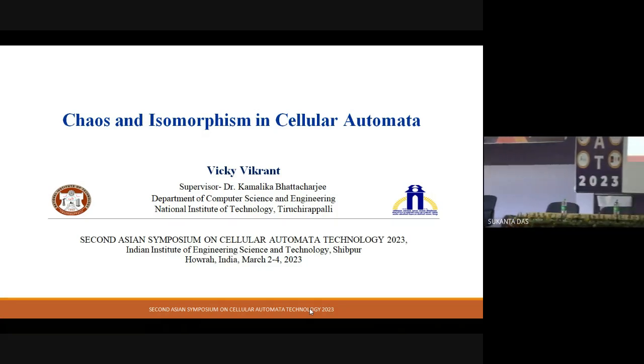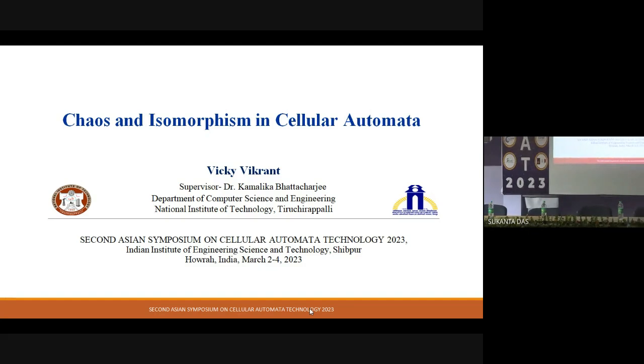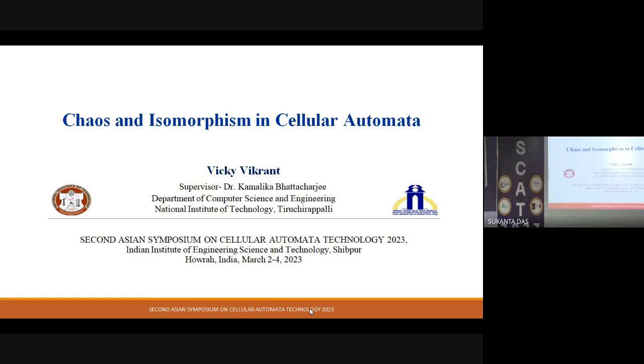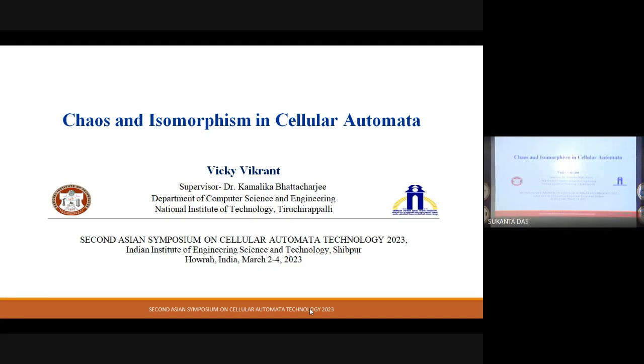So, chaos and isomorphism in cellular automata. Chaos is an utter disruption. We can see the sensitivity of the system: with small, tiny changes in the system, it will go up to a very chaotic pattern. And despite this chaos, isomorphism is also a characterization of cellular automata. My name is Vicky Vikrant, pursuing PhD from NIT Tiruchirappalli.